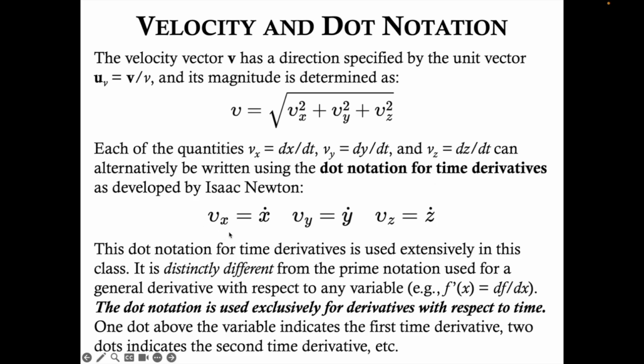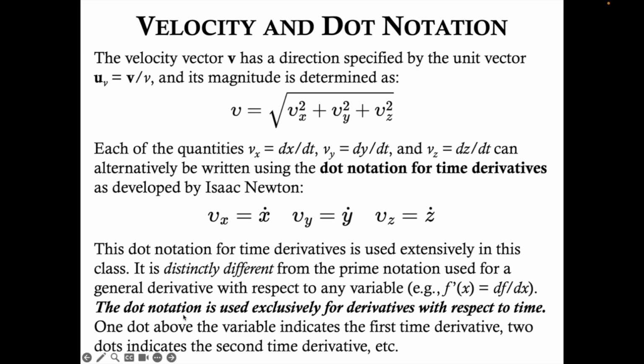V sub x we can write as x dot, x with a single dot on top of it. Similarly, v sub y equals y dot, and v sub z equals z dot. This dot notation for time derivatives is used extensively in this class. It is distinctly different from the prime notation used for a general derivative with respect to any variable. So in calculus, we did use this prime notation. We're not using that in this class. Prime notation is very general. It can be any derivative with respect to any variable.